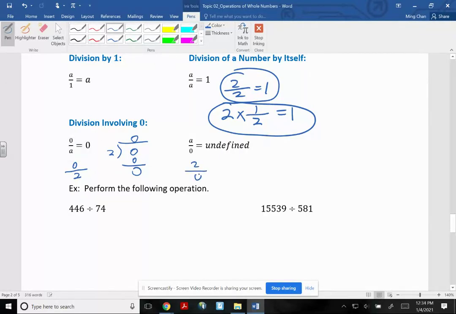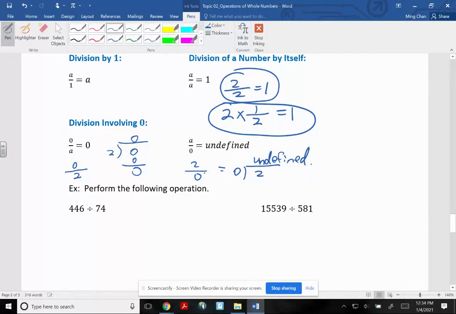If I use 2 divided by 0, for example, write it out as a long division, put a 2 on the inside, the divisor goes on the outside. Tell me, 0 times what number up here will equal 2? Well, the answer is going to be nothing. 0 times nothing is equal to 2. So that's why any number divided by 0 is undefined.